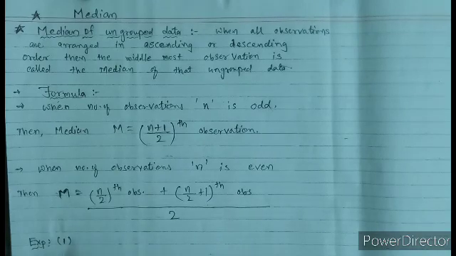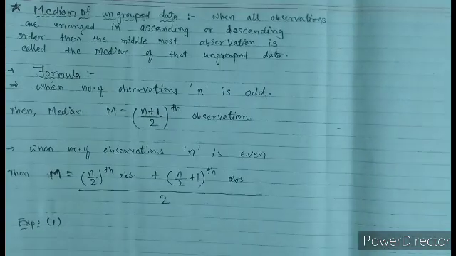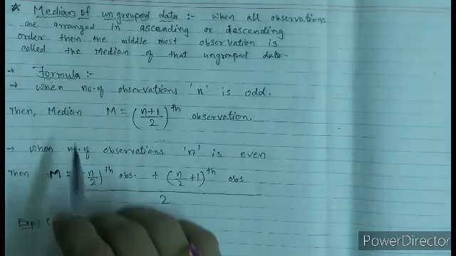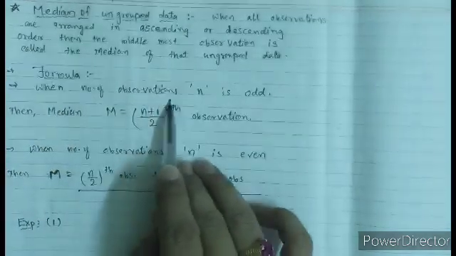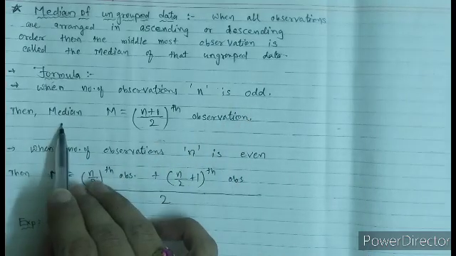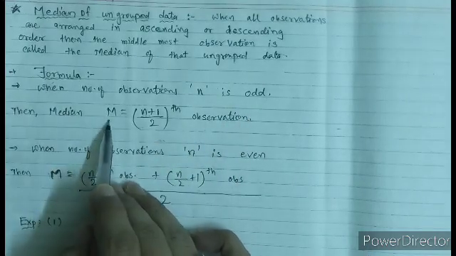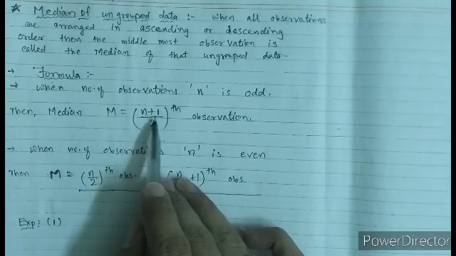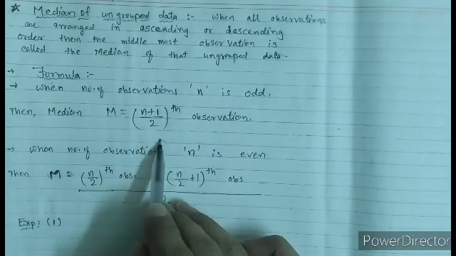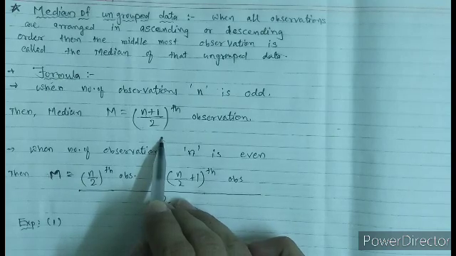We had a formula to find median in 9th standard. There can be two possibilities in case of finding median when the data is ungrouped. Number one, when the number of observations, that is n, is an odd number. Then the formula to find median is m equals to (n plus 1) upon 2th observation. This is the formula when the number of observations is odd, like 7 observations, 9 observations, 11 observations.